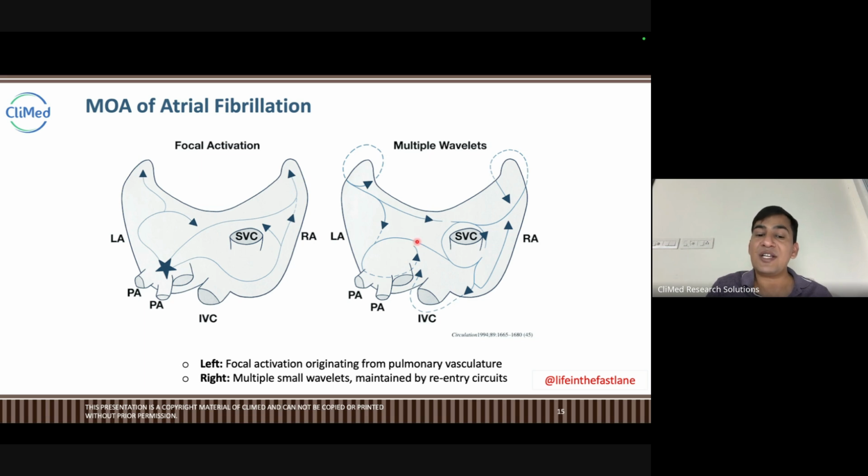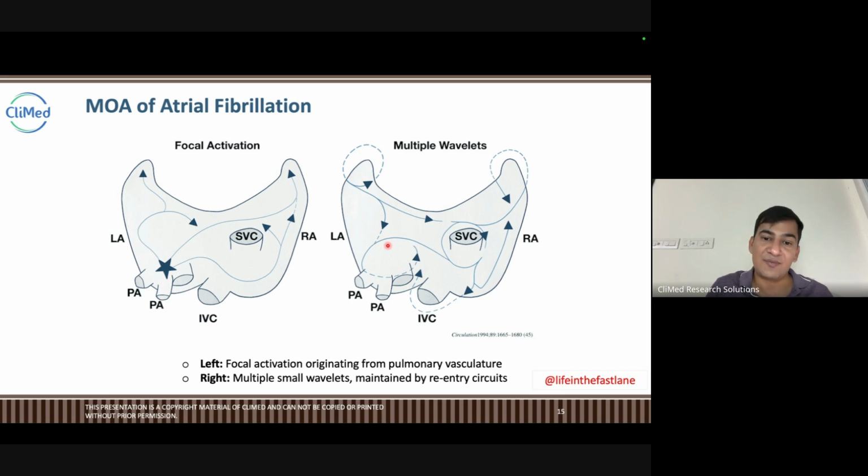And second is the reentrant formula, reentrant wavelets. This is maintained by re-entry circuits. These impulses are usually not from the SA node but from somewhere else, like near the pulmonary arteries. But what happens here is it goes out of the RA but again comes to the RA. It is not going to the ventricles. The waves are re-entering again and again. Multiple wavelets are entering again and again to the RA, I mean RA or LA.